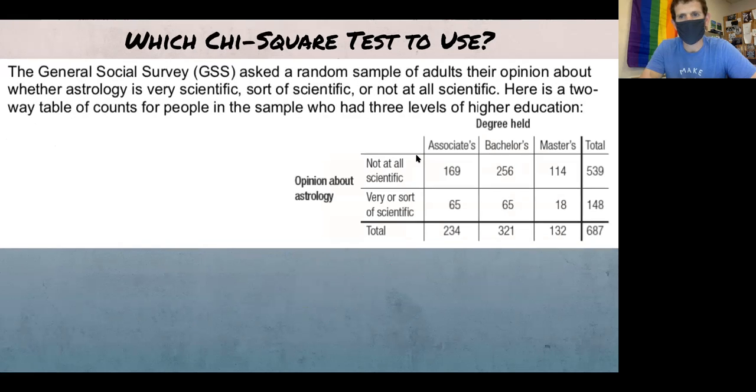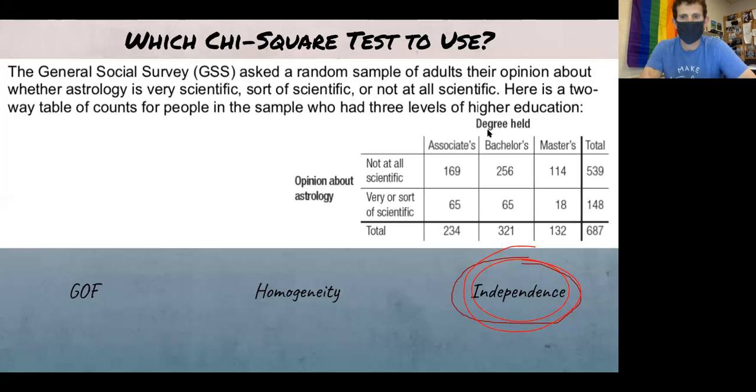So now we can look at this one. Okay, so the consensus so far is that this is a test for independence, and I agree. Now, the one thing that you can immediately narrow it down to is the fact that this is a two-way table. So that's going to tell us it's one of these two. It's not going to be a goodness of fit.